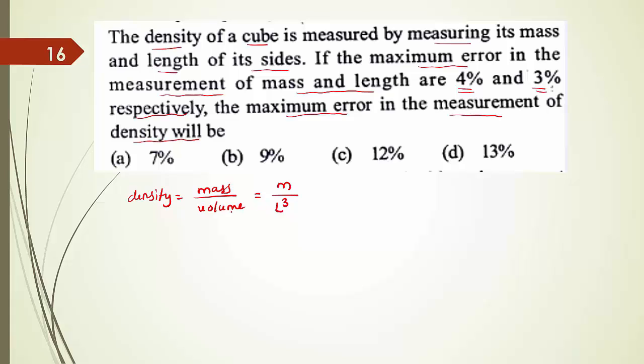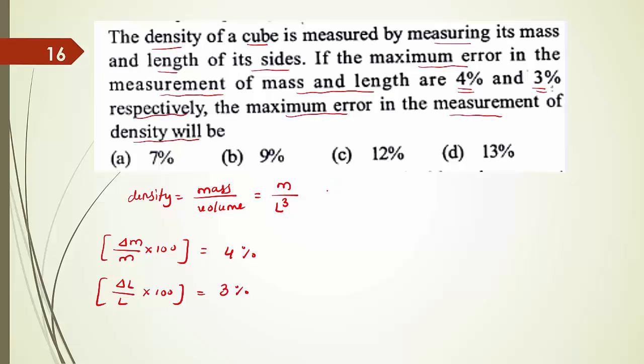Because volume is length into breadth into height, which is equal to L cubed, so density is m divided by L cubed. Here the percentage error in mass and length is already given. Percentage error in mass means delta m over m into 100, which is given as 4%. Similarly, for length, delta L over L into 100 is given as 3%. Right? So density is generally denoted by the symbol rho.